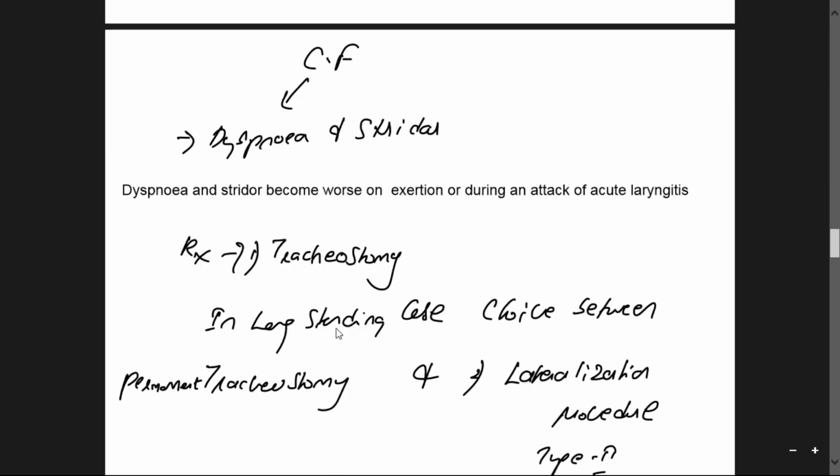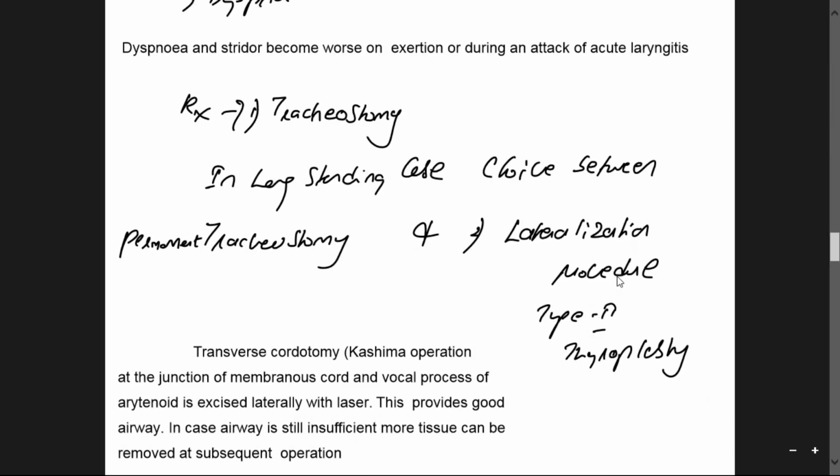So one is tracheostomy. In a long-standing case, you have a choice. If the patient is willing, you go for a permanent tracheostomy, and the patient breathes through a stoma lifelong, and he won't have a voice. That has major problems. There will be cosmetic problems. He won't be able to converse. There's no speech here, only protection of the airway. He can only breathe through this tracheostomy. Whereas, as a choice, you can do a lateralization procedure named type 2 thyroplasty.